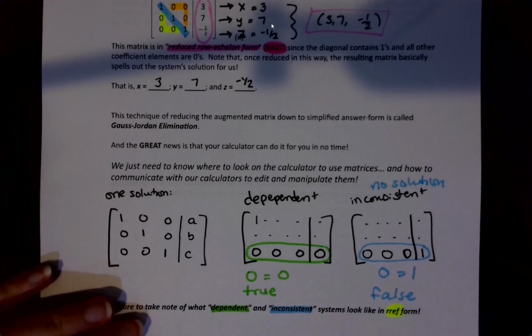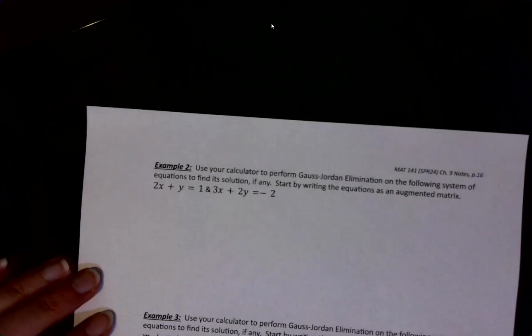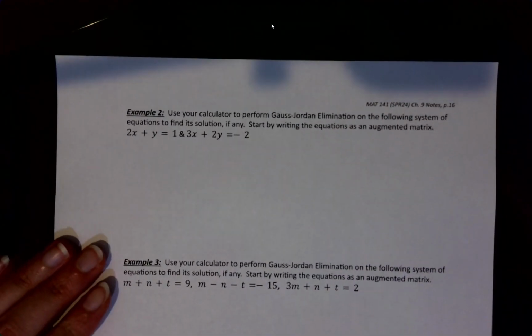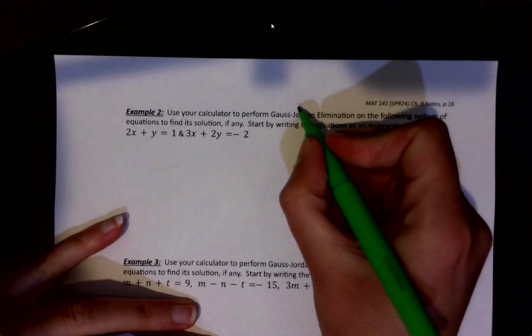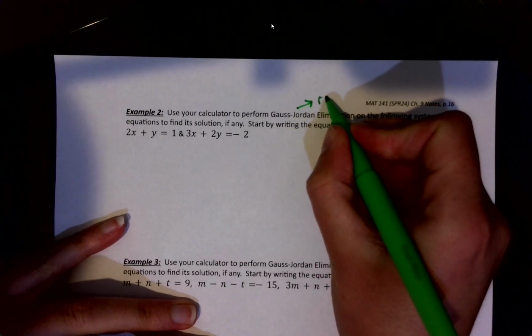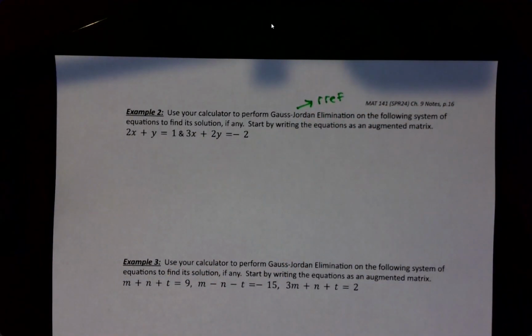Okay, let's go ahead and use the calculator to solve a couple of examples. Example 2 here, we want to use the calculator to perform Gauss-Jordan elimination, which means to get this thing into reduced row echelon form. So this is just another way of asking me to get this into its reduced row echelon form, and find the solutions, if any.